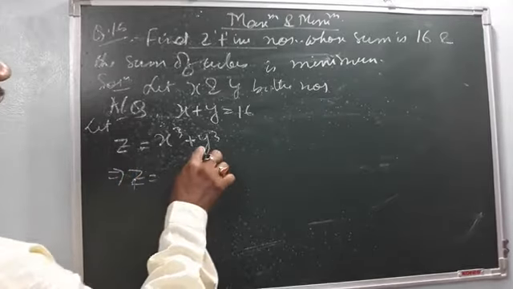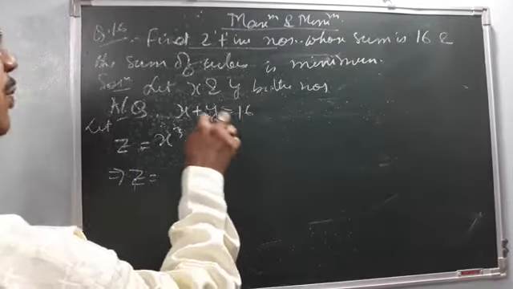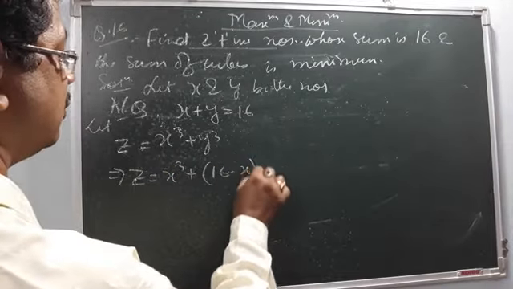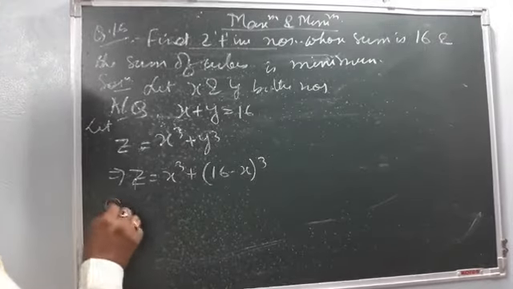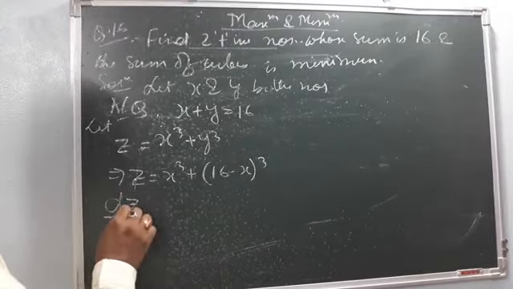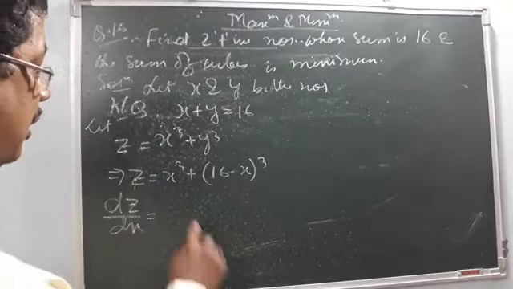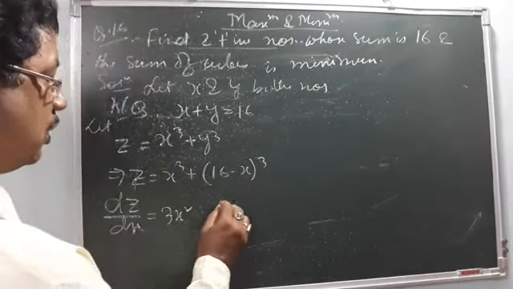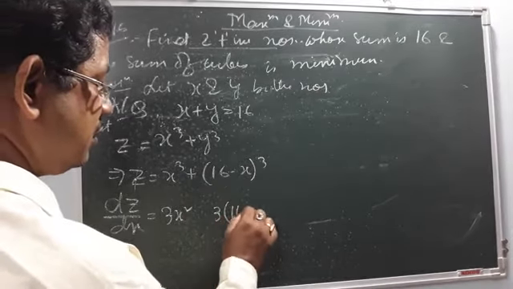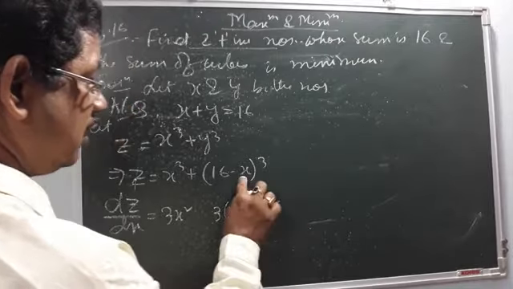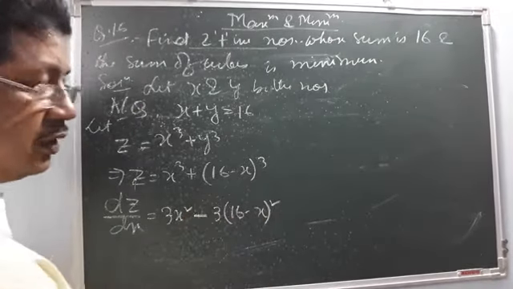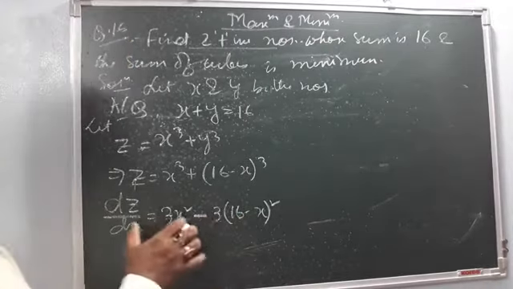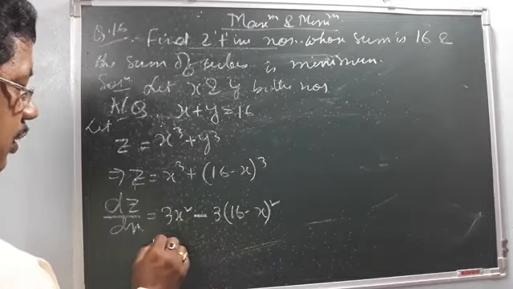Now the second variable y we will replace from equation 1: z = x³ + (16 − x)³. Then you differentiate z. It is the rule of doing that you have to differentiate it. If we differentiate x³, it is 3x². If we differentiate the other one, then 3(16 − x)², and again you have to differentiate the inside, that will give minus. This is by the normal derivative we have done.